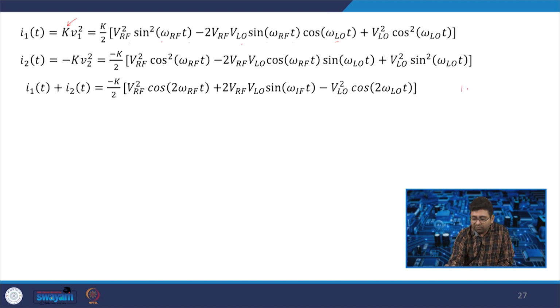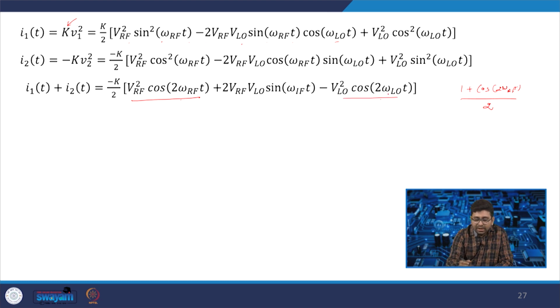So we have a 1 plus cos 2 omega RF t by 2. So cos square and sin square can be written in terms of 1 plus or 1 minus cos 2 omega RF or omega LO t. That is why this cos 2 omega RF t term is coming with respect to sin square, and the other is a DC quantity, that is neglected, because we are going to filter it out. So this is twice the omega RF, this is twice the omega LO.